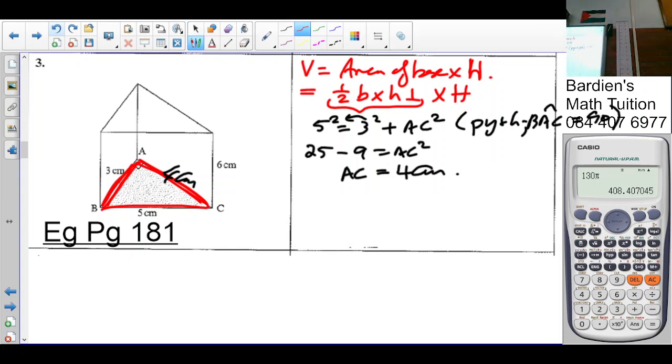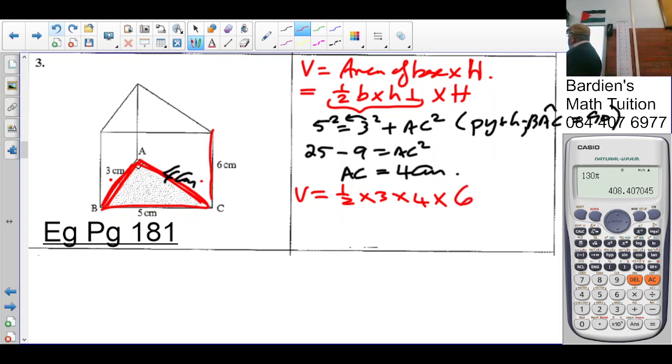People, do we have enough information now to calculate the volume of the prism? Yes. So the volume is equal to half. What's my base? 3. My perpendicular height? 4 times the depth of the object, which is 6. That's going to give us 3 times 4 is 12, times 6 is 36 centimeters cubed.